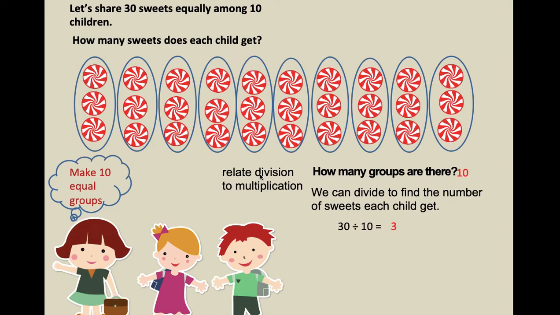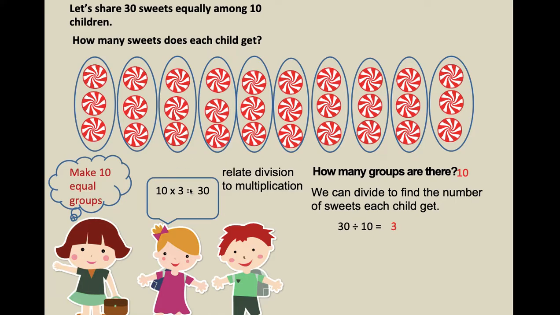Now, we will relate division to multiplication. Okay, can you guess how we can relate this to multiplication? Make a guess before I disclose my answer. Lovely. That is, we have 10 groups, and in each group we have 3 chocolates, right? 3 sweets. So we have 10 groups, and in each group we have 3 sweets. So 10 times 3 equals 30.